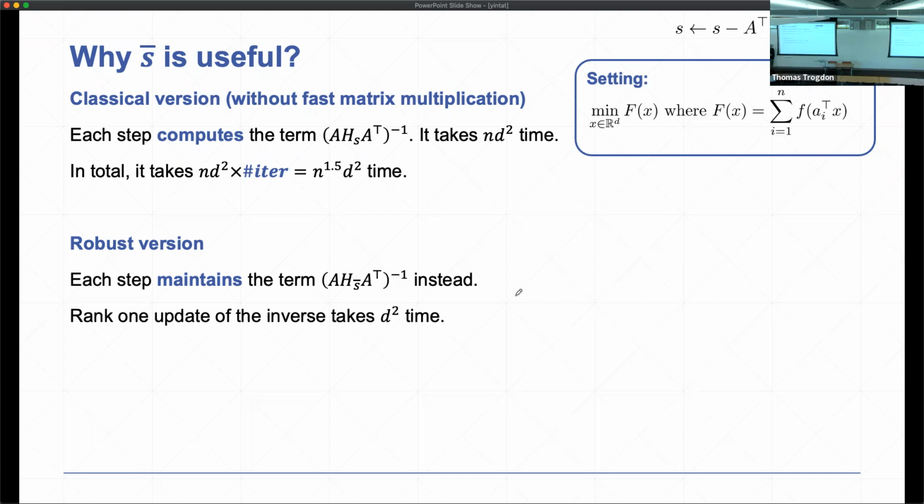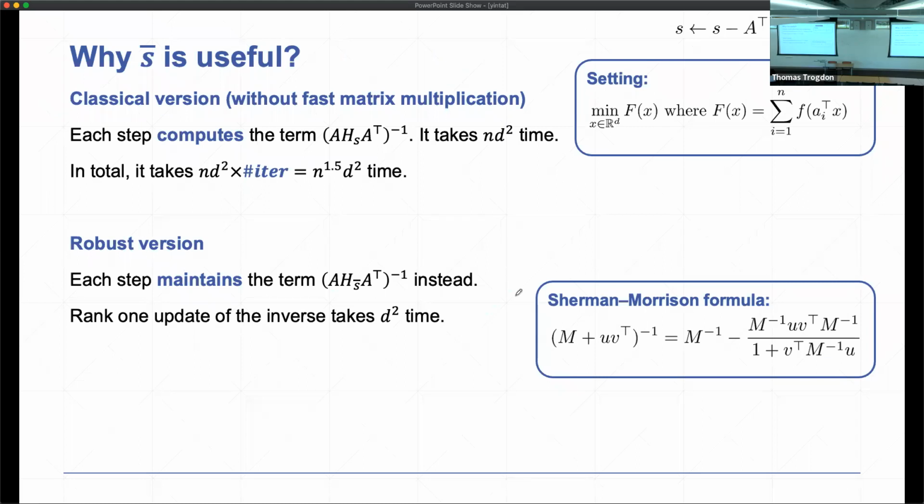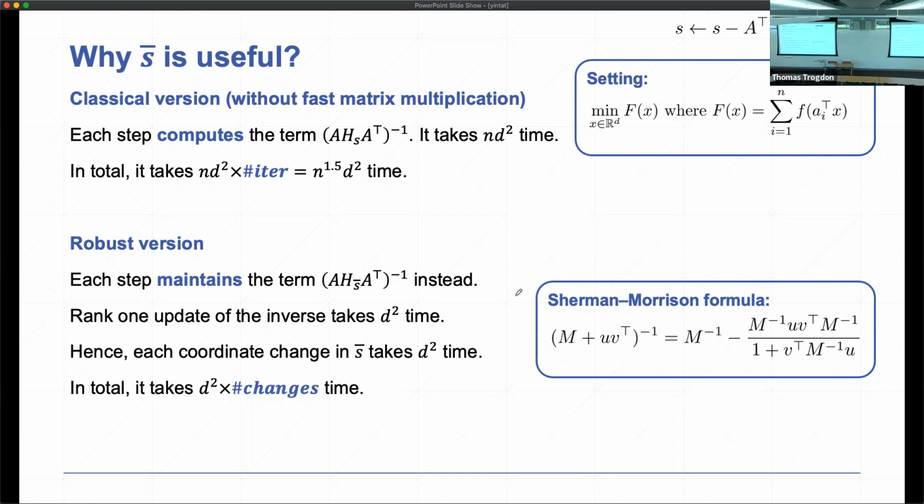One crucial fact we are using is the rank one update of a matrix. The inverse only takes D squared time by some explicit formula. Remember, H is the diagonal matrix, and every entry depends on some S bar i. So if one coordinate changes, it corresponds to a rank one update on this matrix. If you change one coordinate, it takes D squared time to update the inverse, and so each update on S bar takes D squared time. So what is the total running time? It is D squared times the number of coordinate changes of S bar.